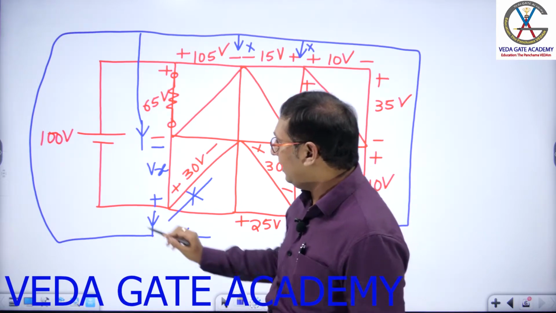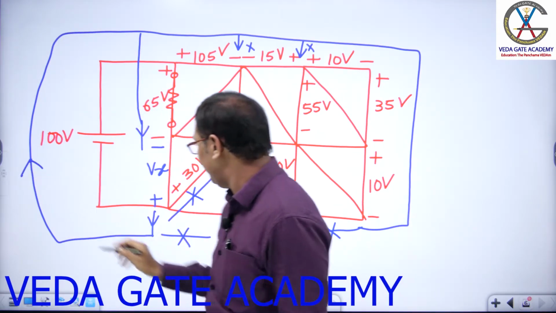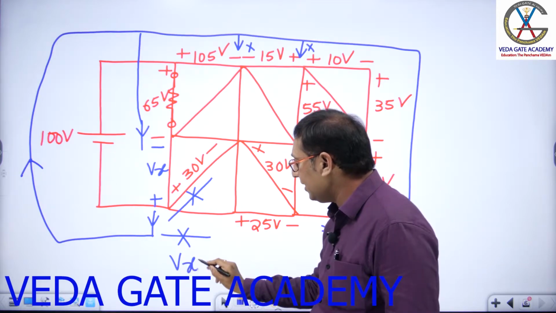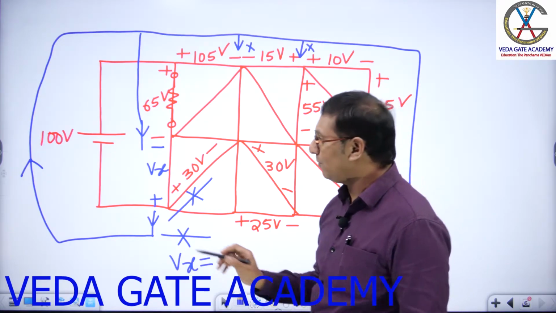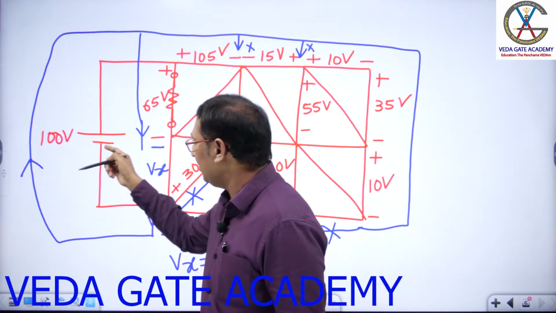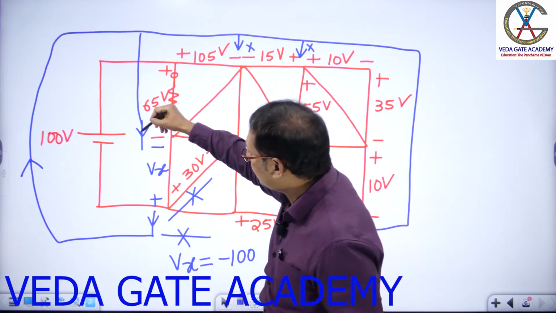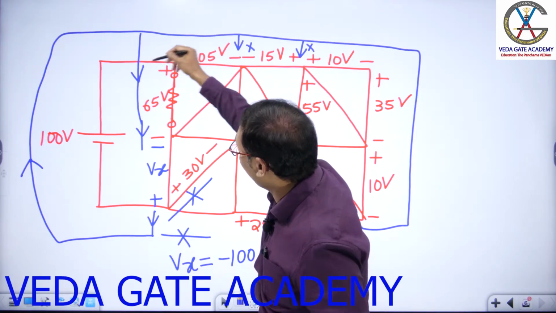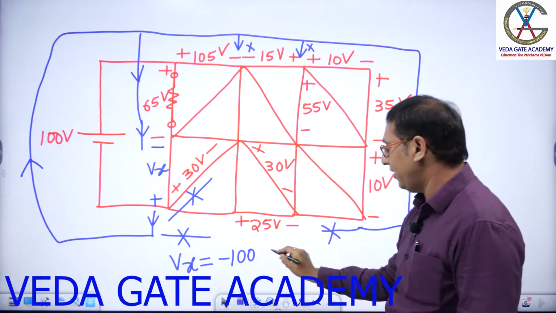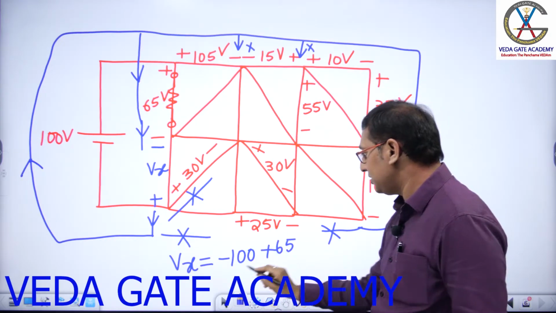Now you tell me, in the direction of travel, Vx, you are entering at what polarity, sir? Come on. Direction of travel, you are entering at negative polarity. How much? Minus 100. Next, direction of travel, you are entering at what polarity? Plus 65. Minus 100 plus 65.